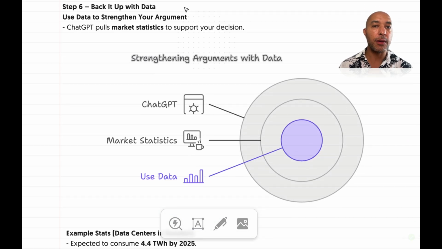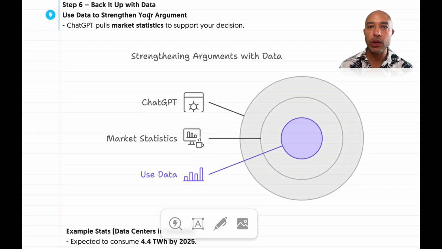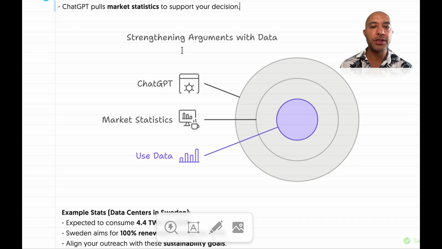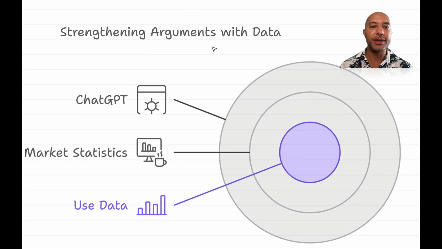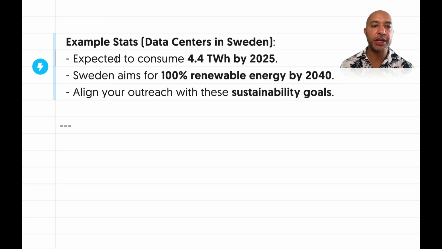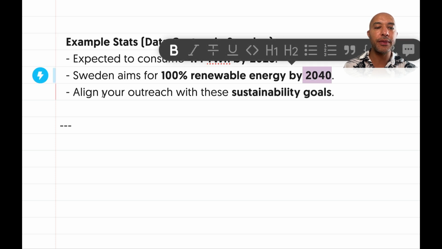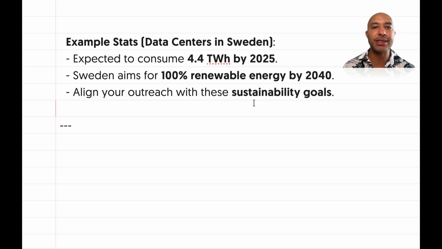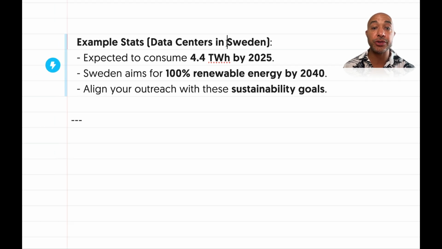And from there, we backed it up with data, right? So we did real live web searches to find data that would back up the reasons for our argument. So basically, we want to strengthen the argument with data to back it up. As an example, for data centers, which is the one that we chose, we have an expected consumption of 4.4 terawatt hours by 2025, and Sweden aims for 100% renewable energy by 2024. And so based upon this, we can really align our outreach with these sustainability goals, and it should make very clear sense to facilities operations managers at data centers.